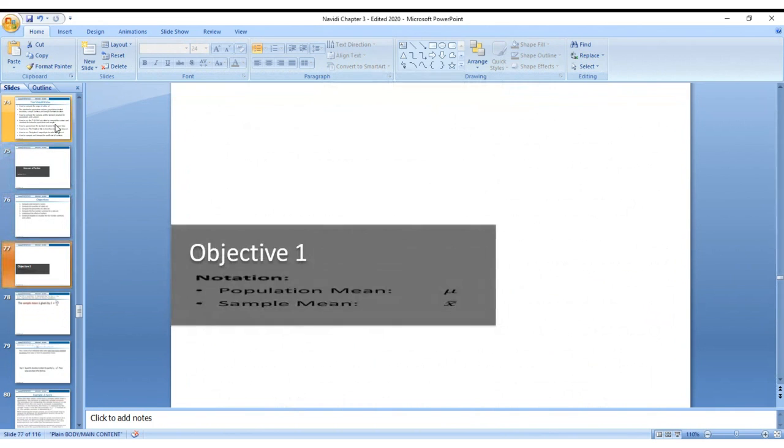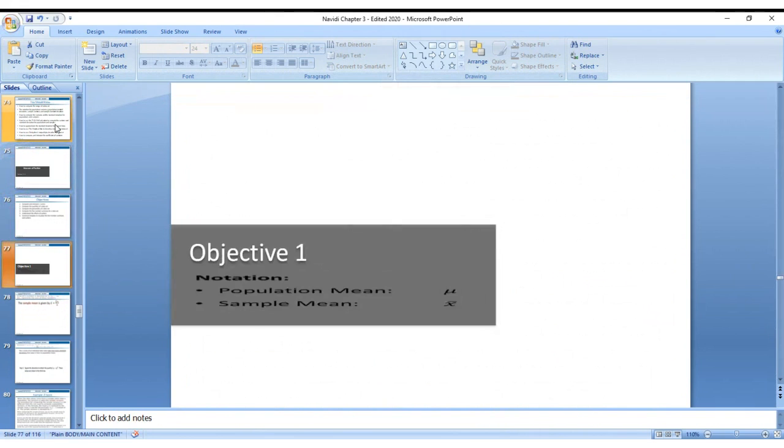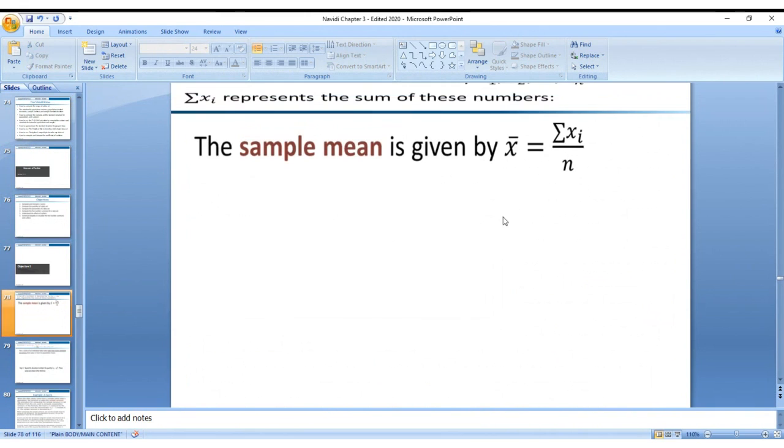All right. Now, measures of position. The first thing that we look at under measures of position is something called the z-score. We know about the sample mean. All right, it's just add them all up and divide by the total.